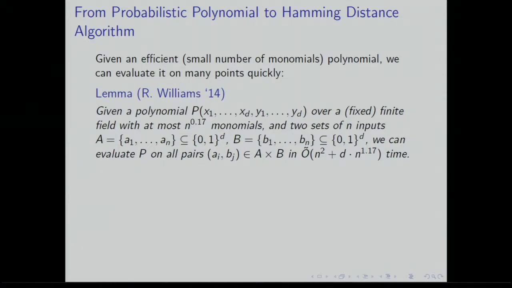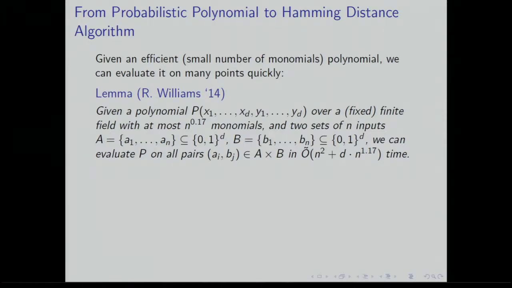and then what you want to do is evaluate this on lots and lots of inputs. So you have some big set A of x sets of vectors and some big set B of y sets of inputs, sorry. And you want to evaluate it on all pairs of a choice of the x's and a choice of the y's in A cross B. And A and B have size n.